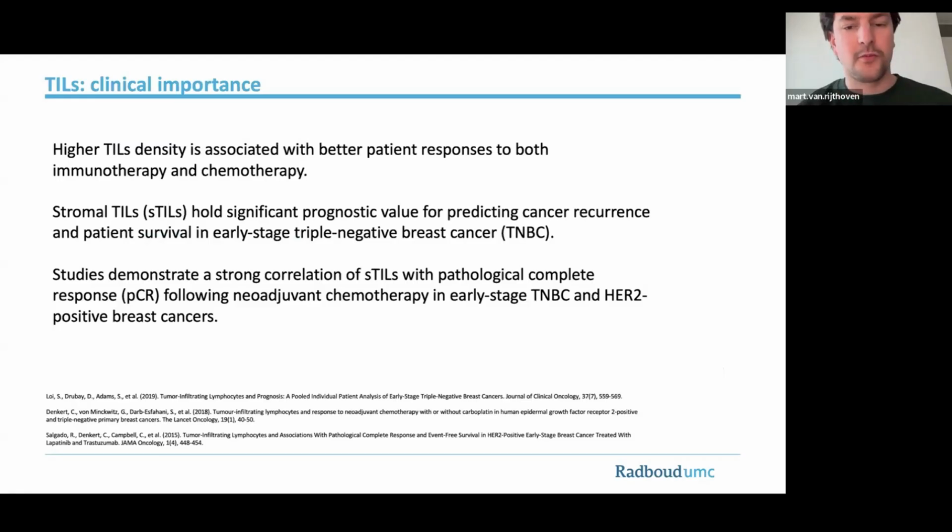So first, TILs. Why do we actually want to work on TILs? Well, clinical studies have already shown that they are associated with the patient response in immunotherapy and chemotherapy. Also, they have been shown to be predictive for cancer recurrence and patient survival in TNBC. And they also show a strong correlation with the pCR in TNBC and HER2. So there are actually quite a few clinical studies that already show that TIL is a very nice biomarker.